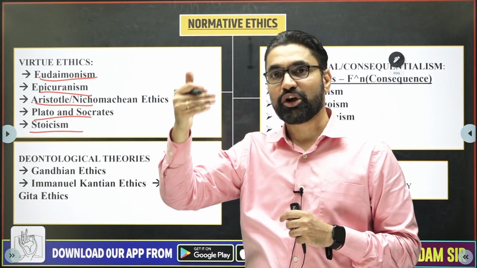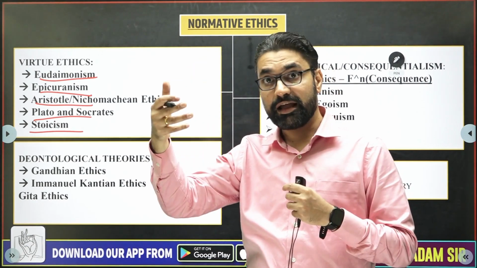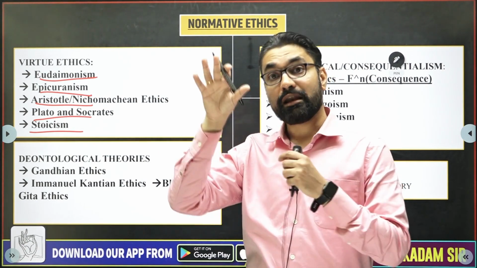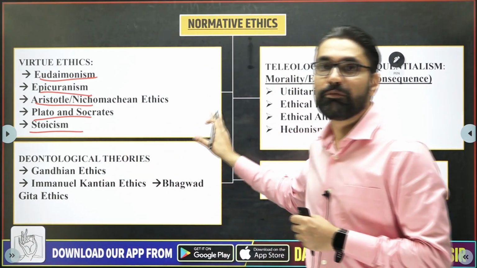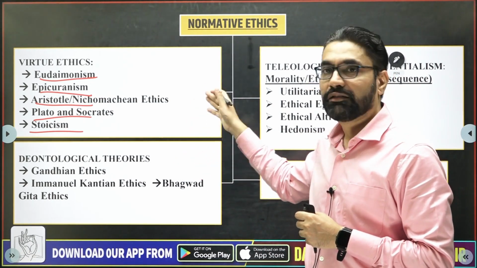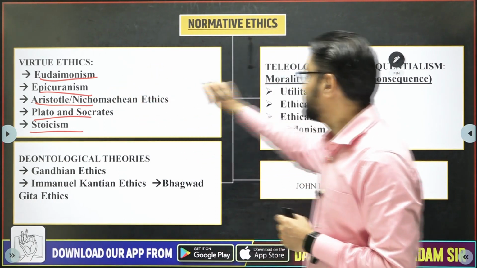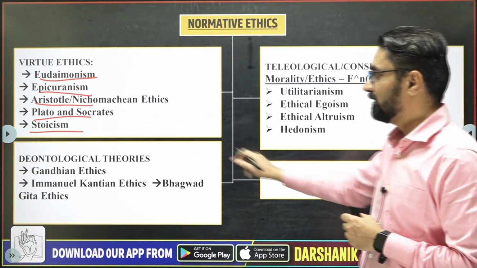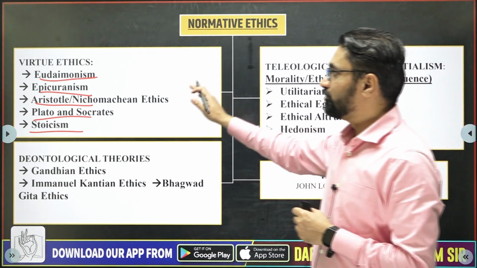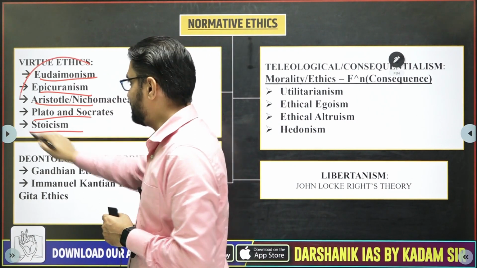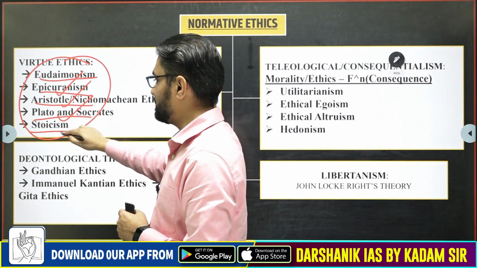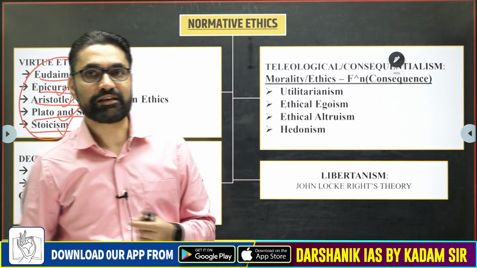The first topic of your syllabus is dimension of ethics. Under dimension of ethics, there are three branches: descriptive, normative and metaethics. And now under normative ethics, there are these four major schools of thought, which are very useful for your paper. These four schools of thought are virtue ethics, teleology or consequentialist ethics, deontological ethics, and John Locke's rights ethics. So under virtue ethics, guys, we will be discussing eudaimonia or Epicureanism, Aristotle's Nicomachean ethics, Plato and Socrates, and Stoicism or Stoics' theory.